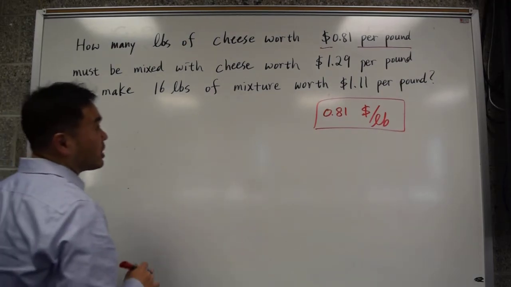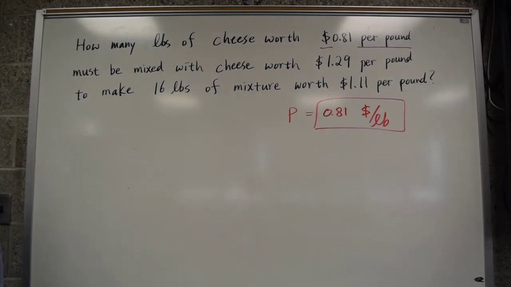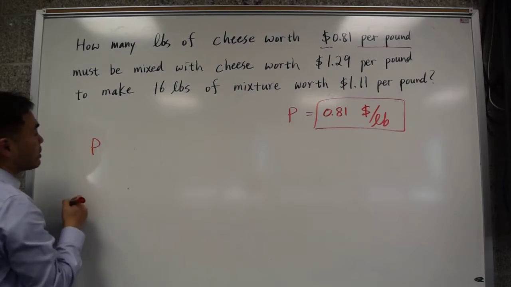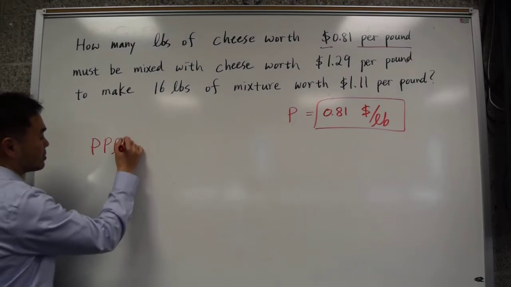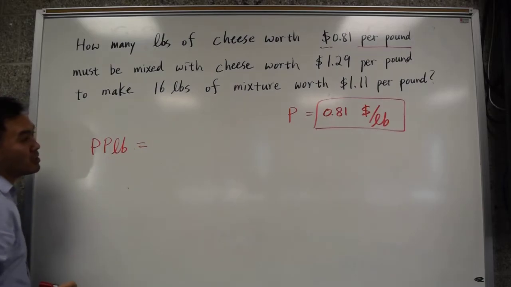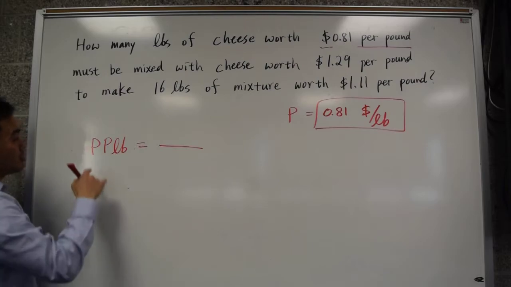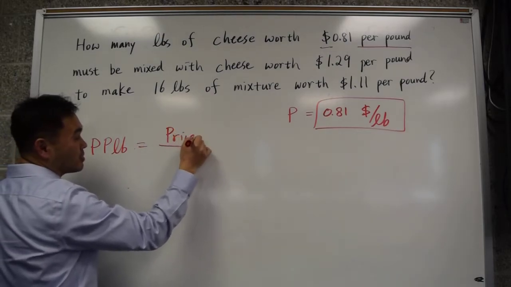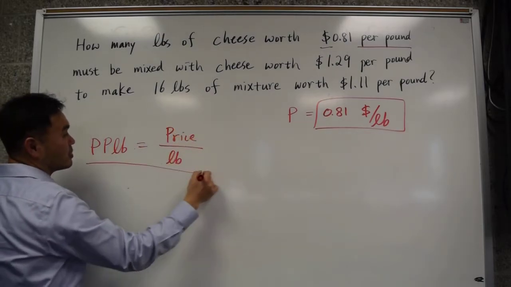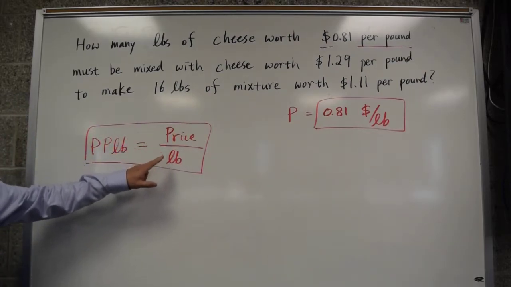And what does that suggest? This is what we call the price, right? Let's put a name to each unit. So we have the price per pound. Price per pound is given by dividing what by what? Price divided by pound, right? So 0.81 over 1 pound. That's what this is. So there's the price per pound, there's the price, there's the pound.